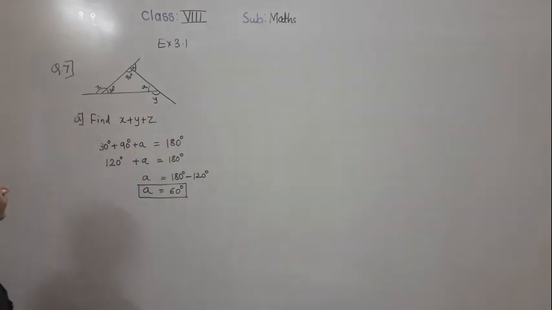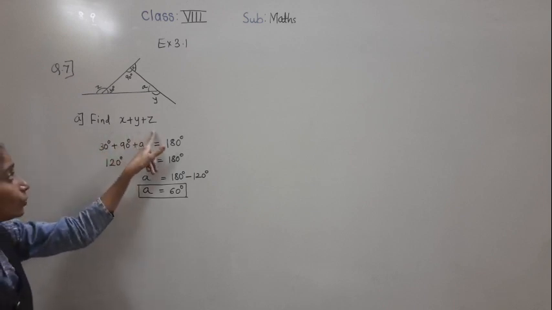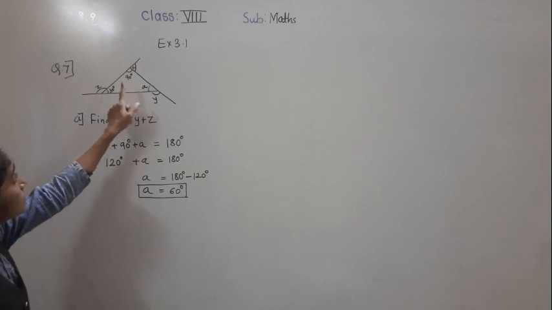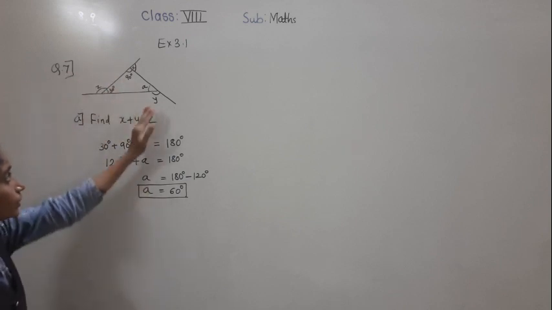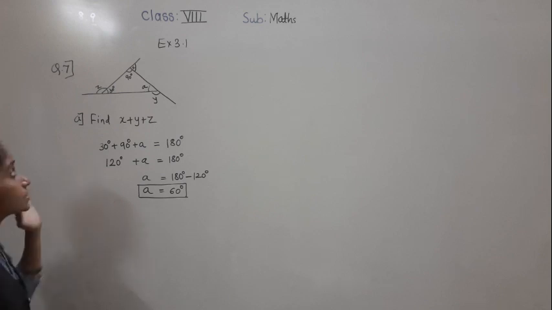Now what do we have to find? We have to find the remaining angles also. Now x, y and z. Then only we will find x plus y plus z is equal to how much? Now let's find x first. Okay, we got a. Now let's find x. We'll start by finding x first.